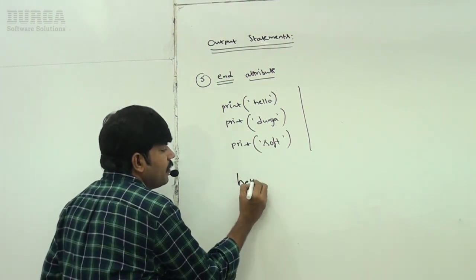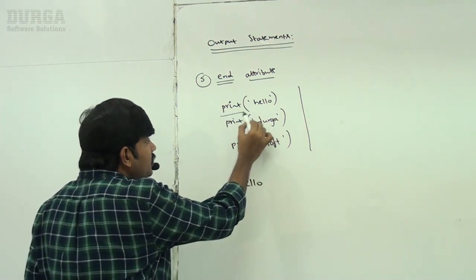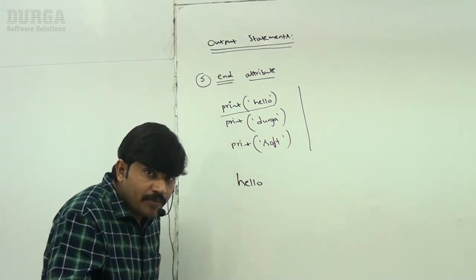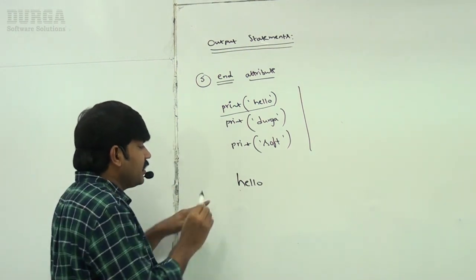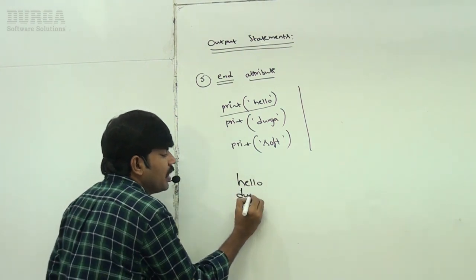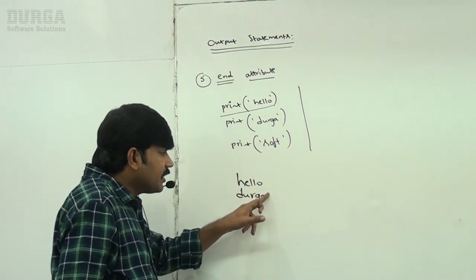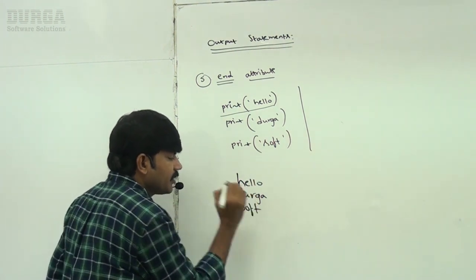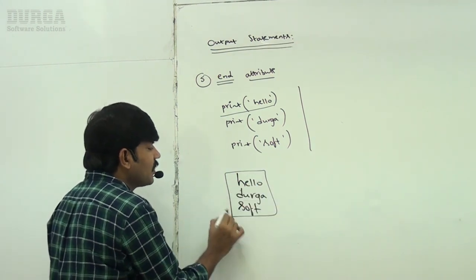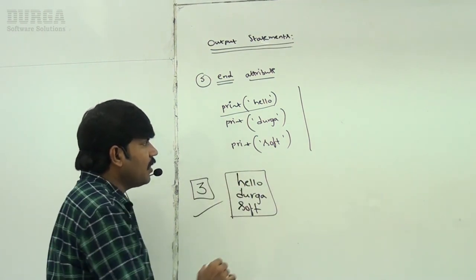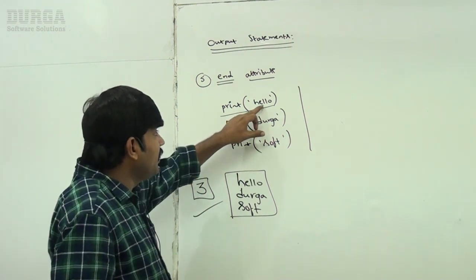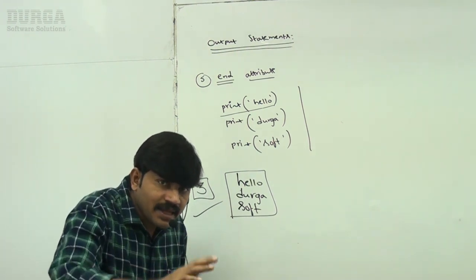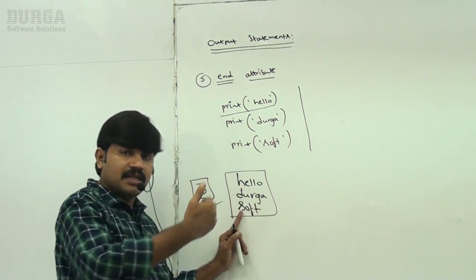First hello will be printed. After the first print statement, automatically a new line character will be added. That's why next Durga is going to come. Automatically the new line character is added, that's why here soft we are going to get. So hello, Durga, soft, in 3 lines we will get the output. Correct or not? After hello, automatically a new line character is added, that's why the next output we get is Durga, and then soft in the next line.